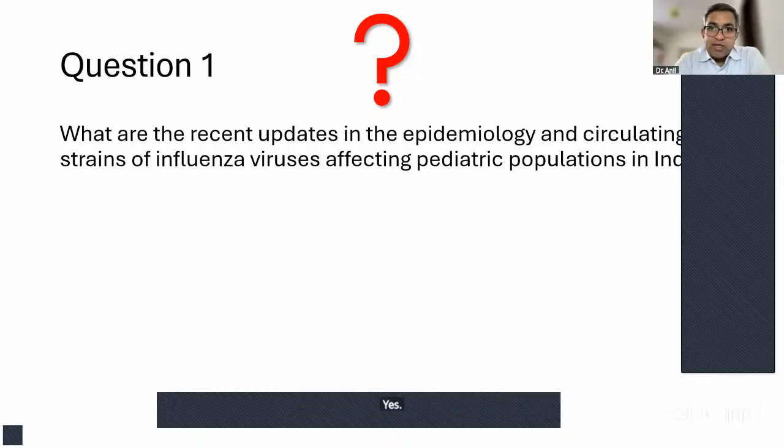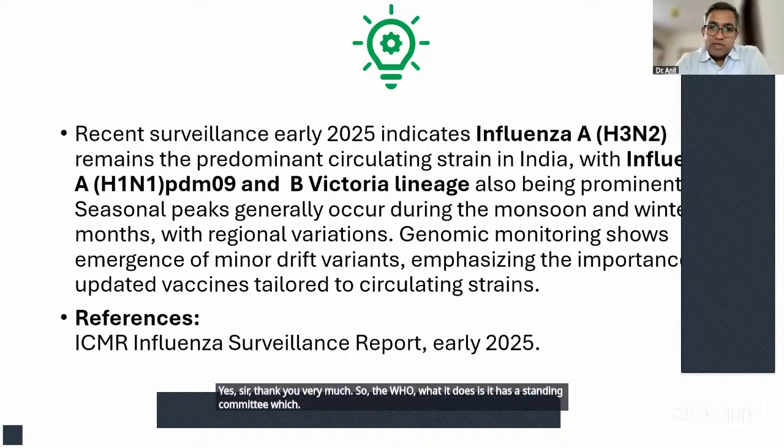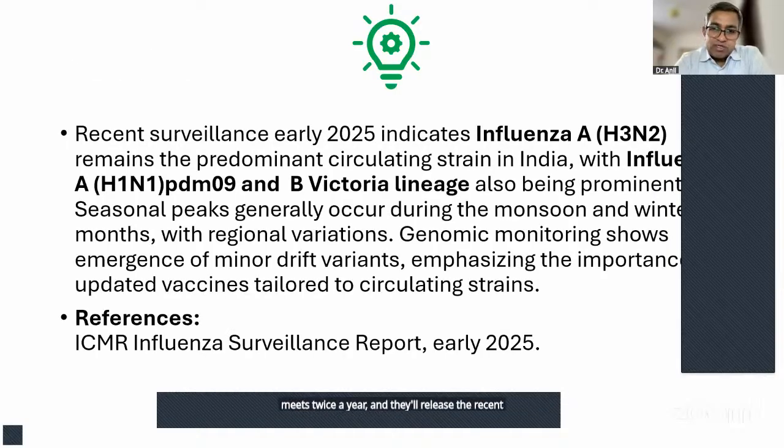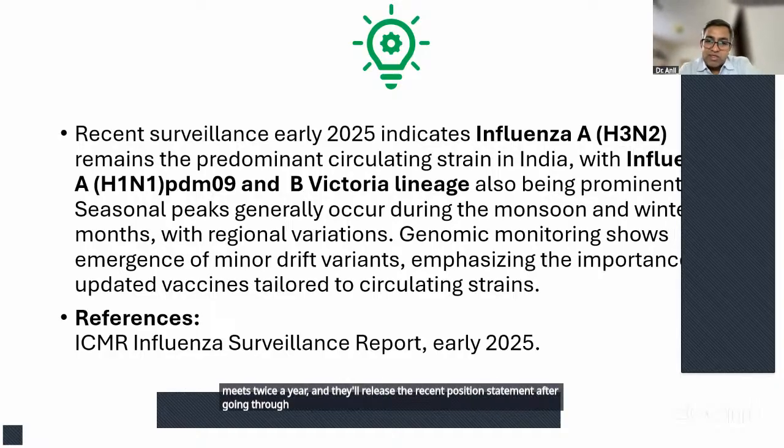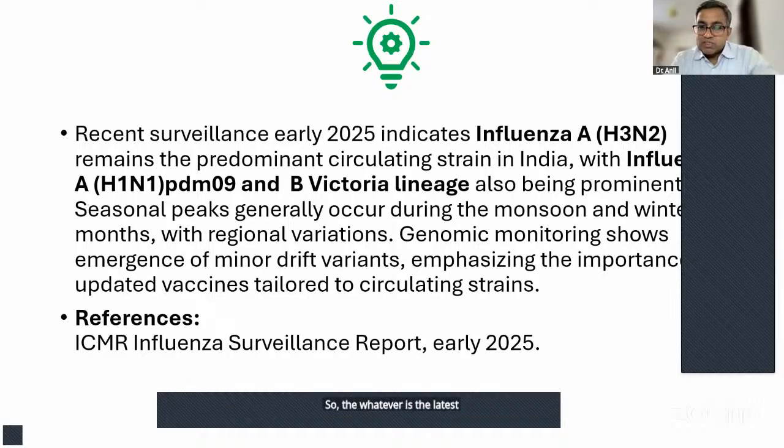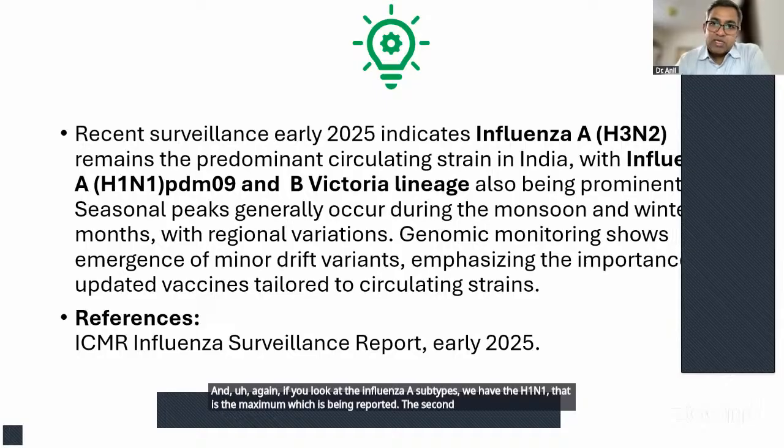Thank you very much. The WHO has a standing committee which meets twice a year, and they release a position statement after going through all the surveillance data available in the world. Whatever is the latest says that currently, in the pandemic we are going through worldwide, influenza A is being detected much more than influenza B. Among the influenza A subtypes, H1N1 is the most frequently reported, and the second is H3N2.